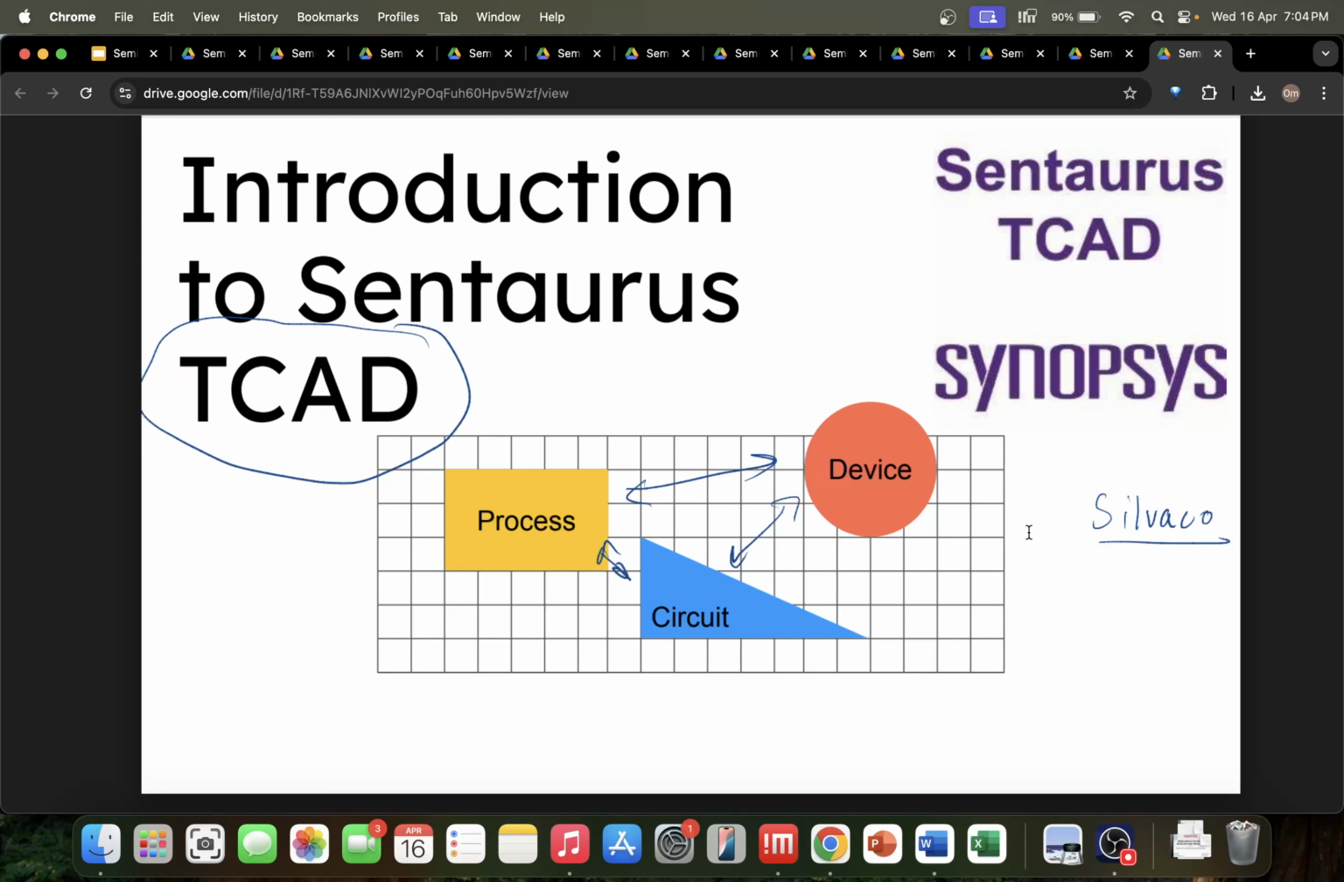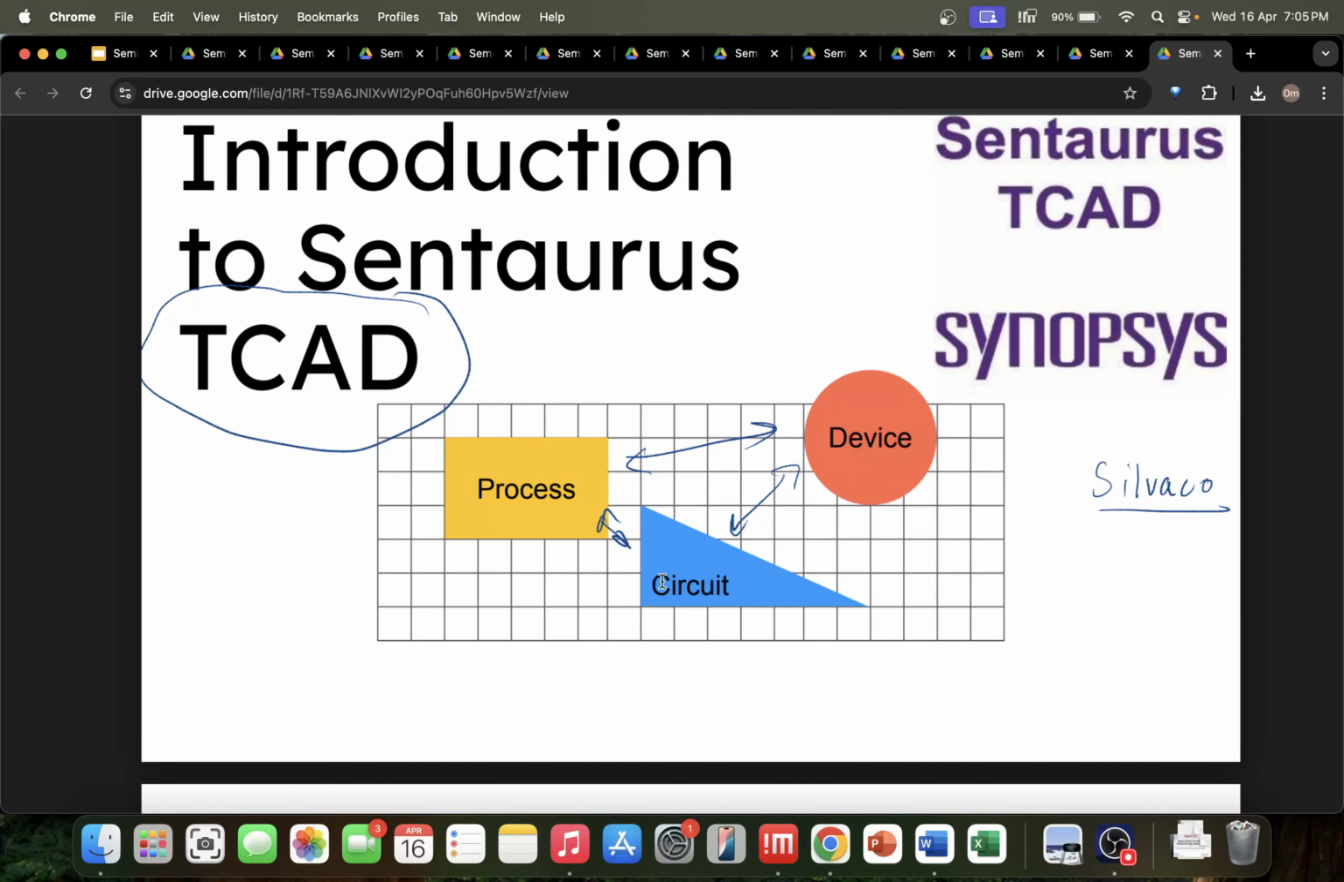These are the two extremely important simulators that are commercially used by industry as well as academia. So TCAD is a set of tools where we can do process simulation, device simulation, as well as circuit simulation, and the interconnection between these three.